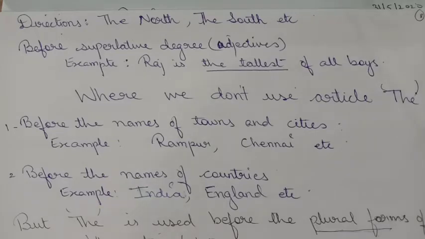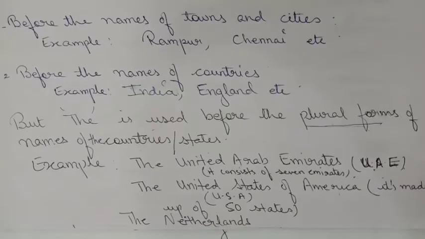But the is used before the plural forms of the names of the countries or the states. When it is in the plural form, there you can use the, before the United Arab Emirates, the United States of America, the Netherlands. There you can use it. But before the name of the countries in the singular, you cannot use it. Okay? Before the plural forms you can use it. Are you getting it?